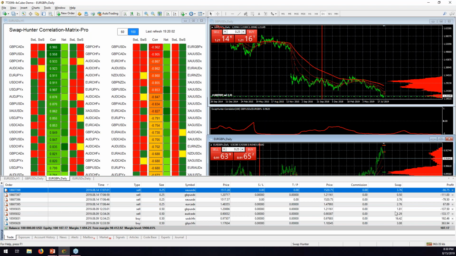Look at the swaps we have here on all these trades. These trades have only been running since the 14th of August. That's yesterday. Okay, and we have $10 here just in swaps. Okay, and the trade's P&L, who cares? Really, we do care.